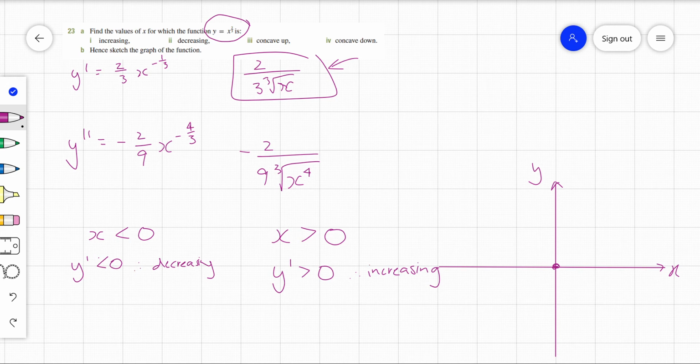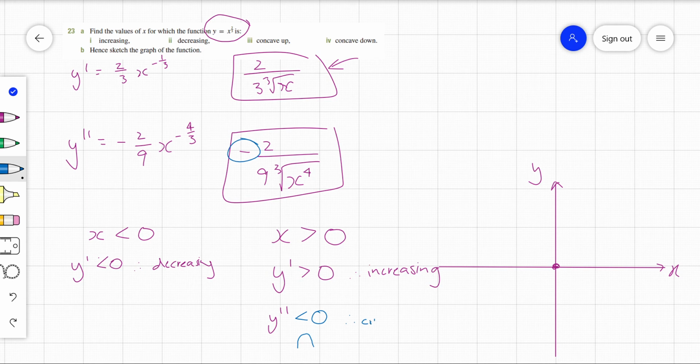All right, so now let's have a look at y double dash. I'll start at the positives again. When I put a positive in there for x, it doesn't really matter. Because of this negative here, I've got a negative. So y double dash is going to be negative. What does that mean? It means concavity is like that. So it's part of a concave down curve.